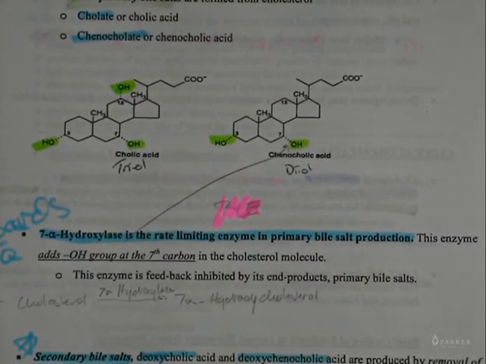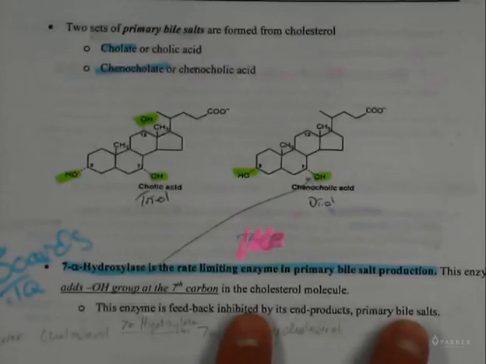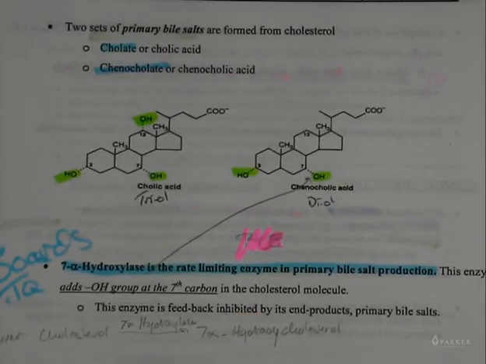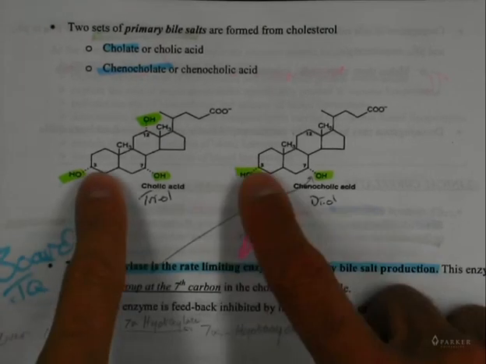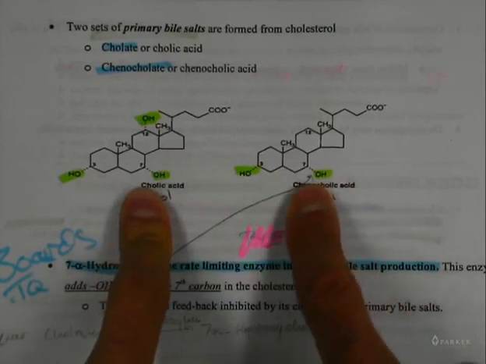We have two primary bile salts. You need to know their names. Cholate and chenocholate. You can look at the structure right here. It's a cholesterol base, the steroid ring, and then we have a tail attached to it. I don't think that's really important for you, but I just noted that it's got three hydroxyl groups on it. It's got the normal one of cholesterol at position 3, and it's got one at 7 and 12, and this one has one at 7.